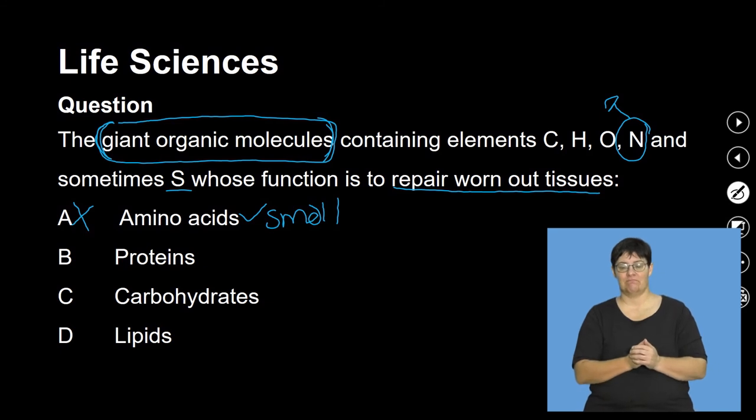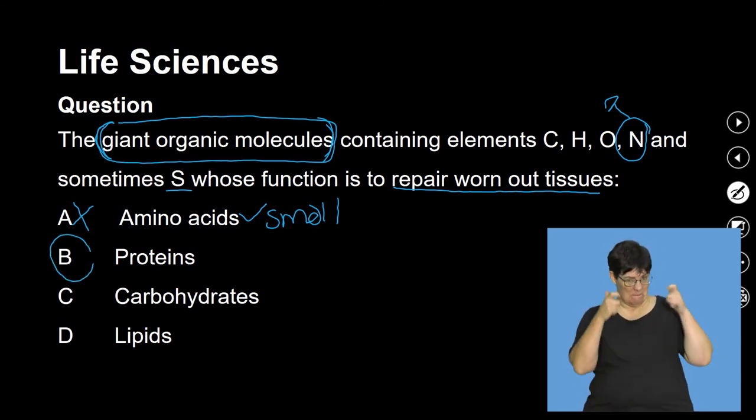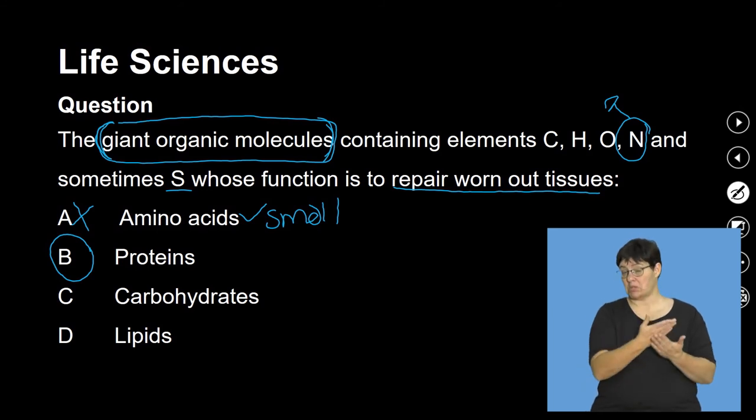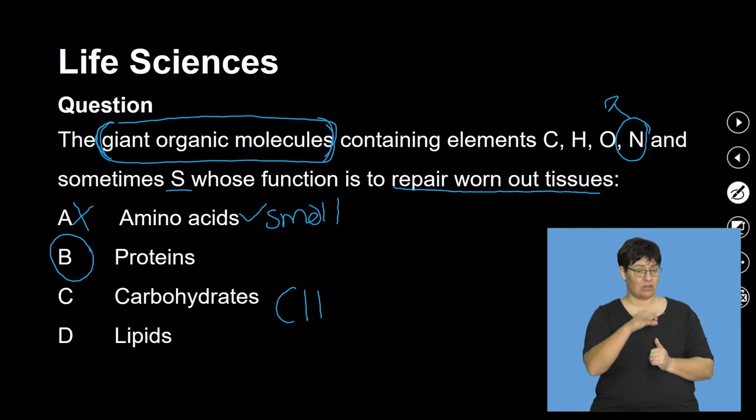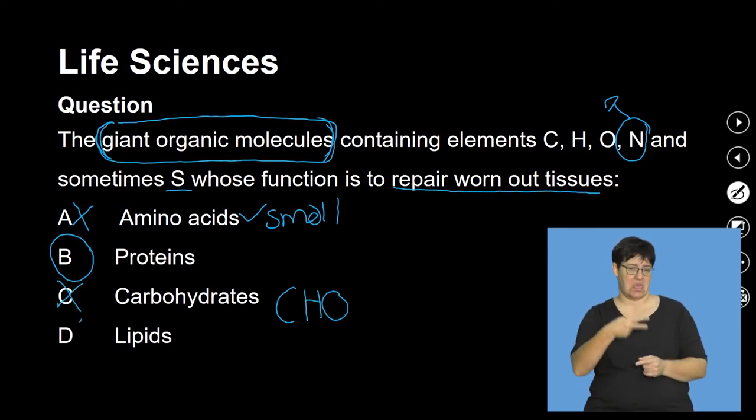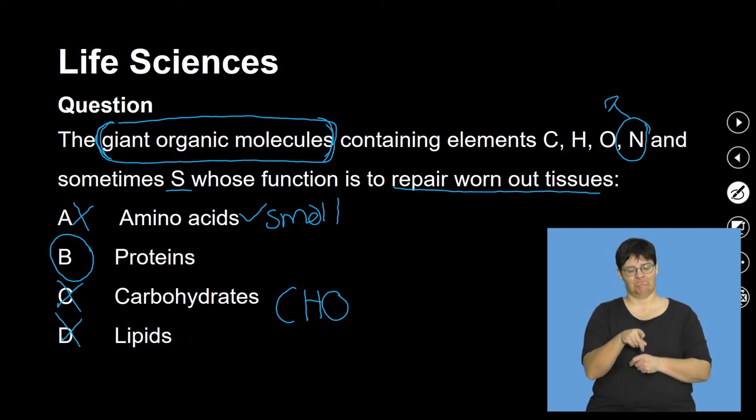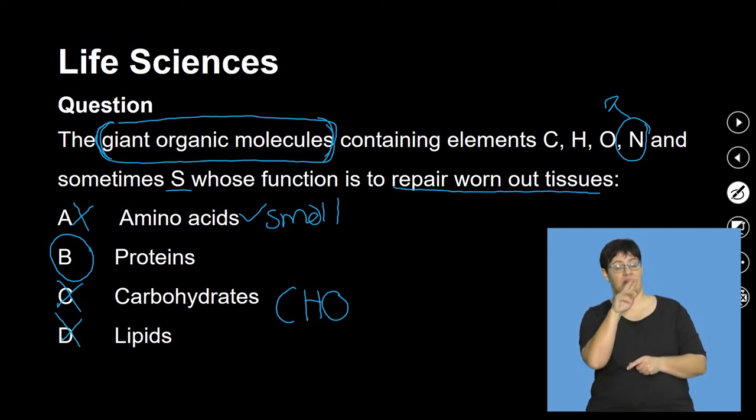Number B is proteins. What do we know about proteins? They're made of carbon, hydrogen, oxygen, nitrogen, and they are really big. So that is a definite possibility. Carbohydrates and lipids both only consist of carbon, hydrogen, and oxygen, so they are not going to be part of the equation. So the answer is going to be number B.